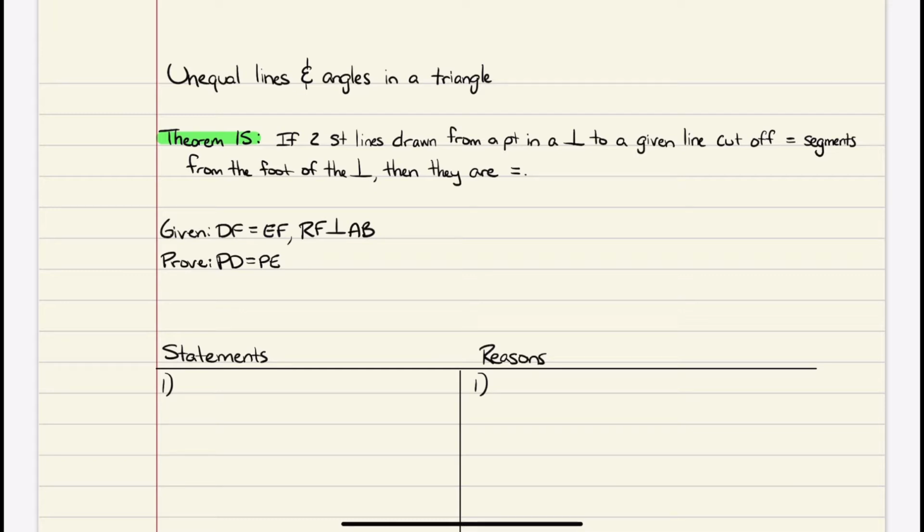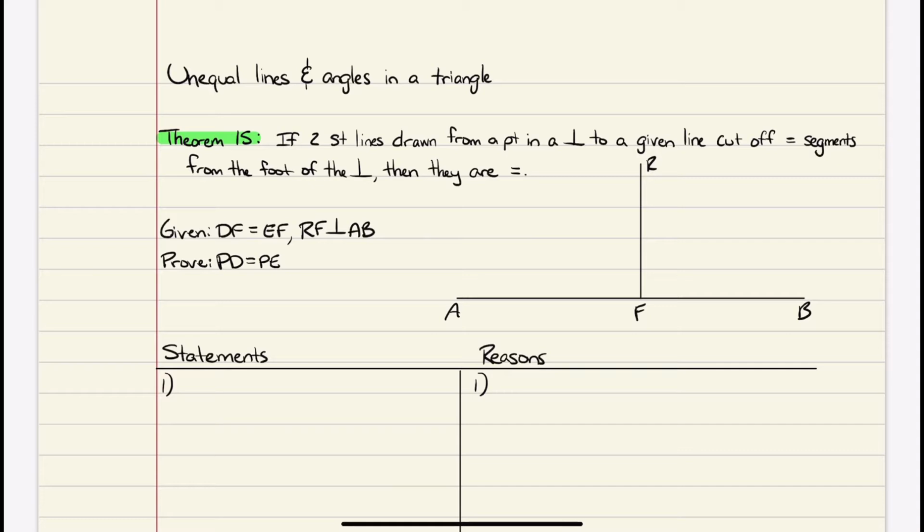So we have to draw our given line first, and we're going to label this AB. It says we have to draw a perpendicular to that given line. So we'll quickly do that here. There's our perpendicular, and we will call this PF. Okay, so we have a given line, and we have a perpendicular going to that given line.